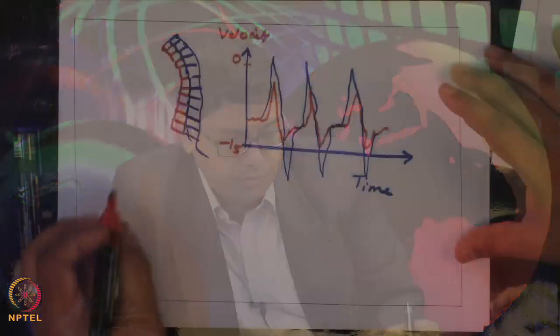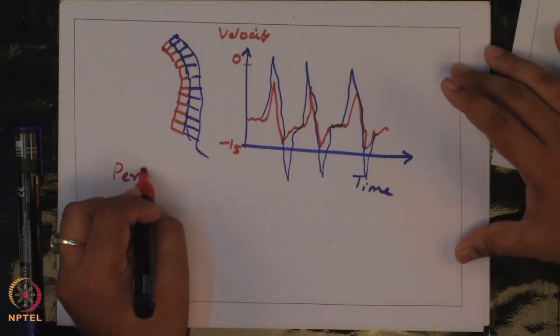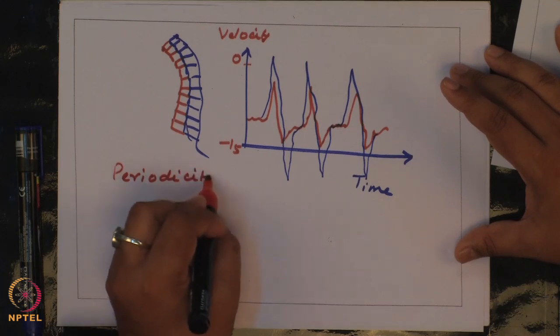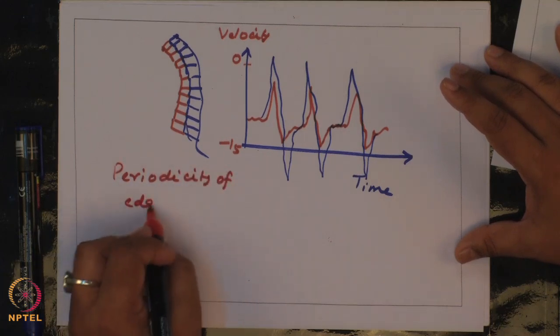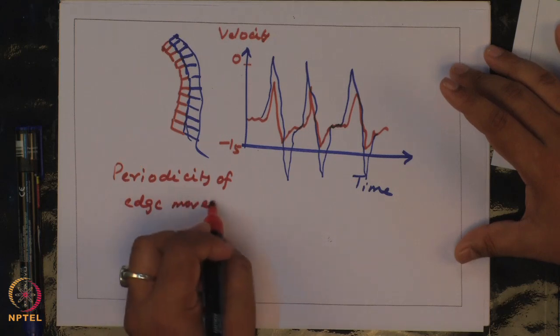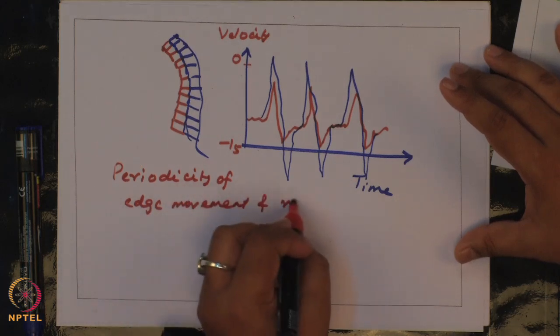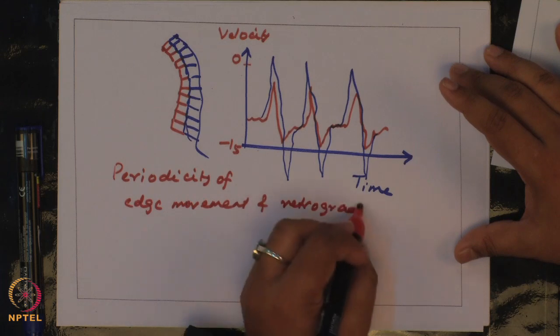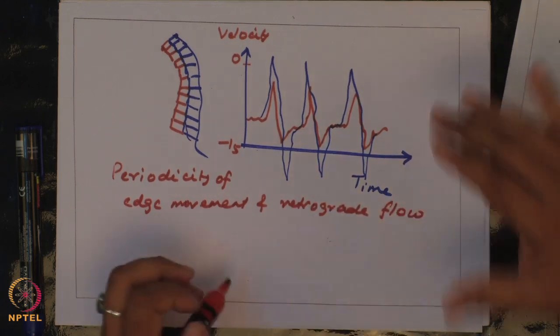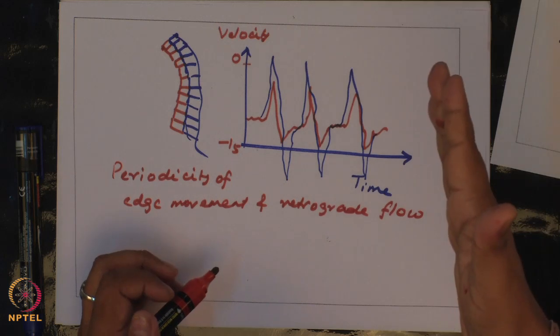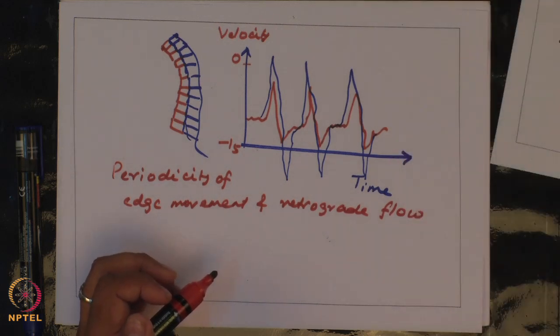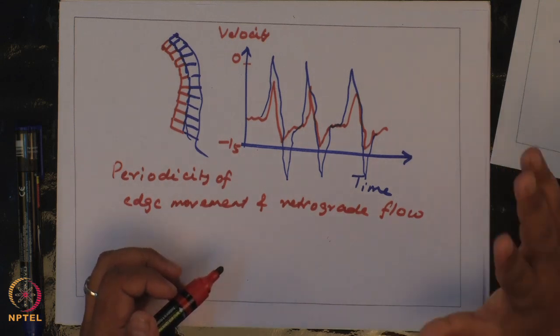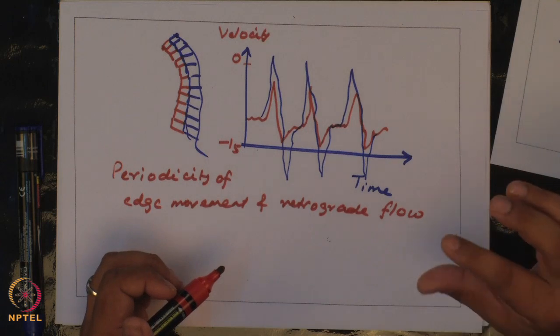So, there is a periodicity of edge movement and retrograde flow. In other words, whenever the edge moves back, the lamella also moves back. So, this suggests there are two possibilities, if these were perfectly correlated.